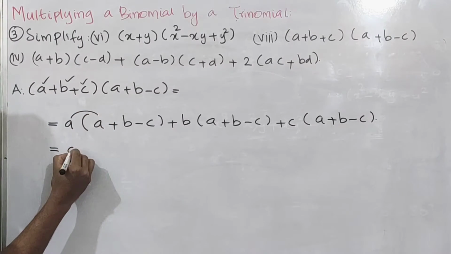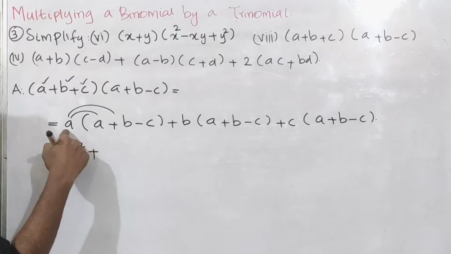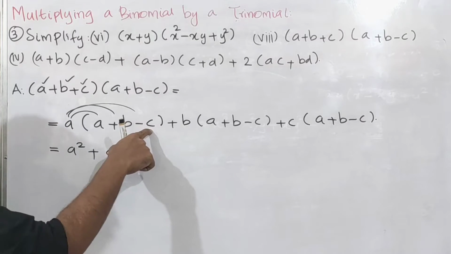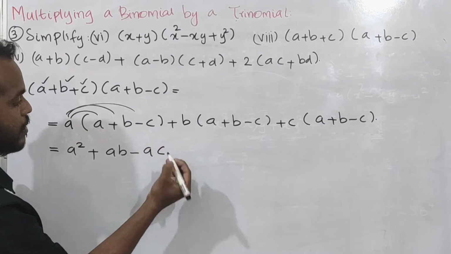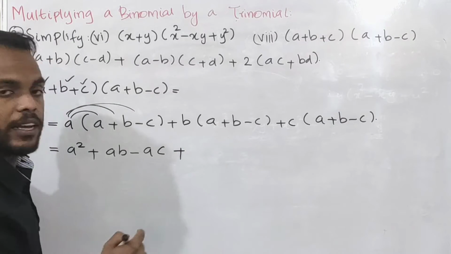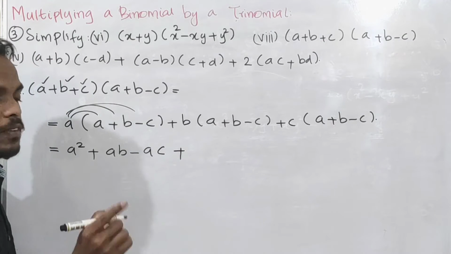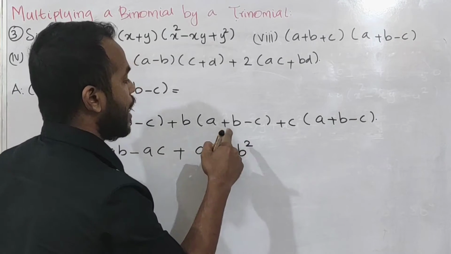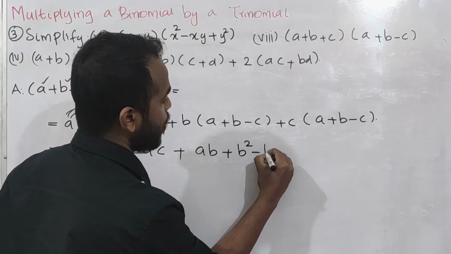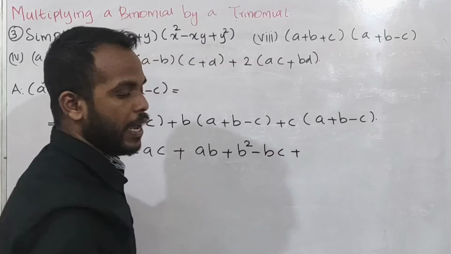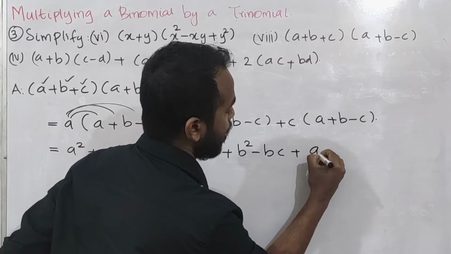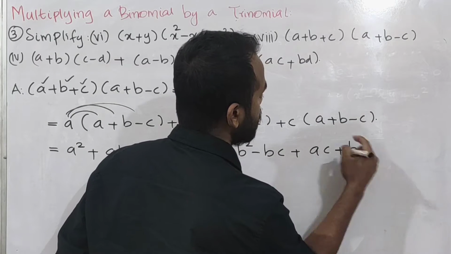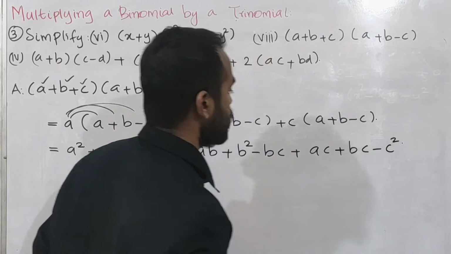a into a is a square, then plus a into b is ab, then a into c, but we have a negative symbol here, so I will write minus ac. Then plus b into a, it is ba, but we will write it as ab. Plus b into b is b square, and we have b into minus c, that will be minus bc. Then c into a, it is ca, but we will write it as ac. We follow the alphabetical order. Then c into b is plus bc. c into minus c is minus c square.